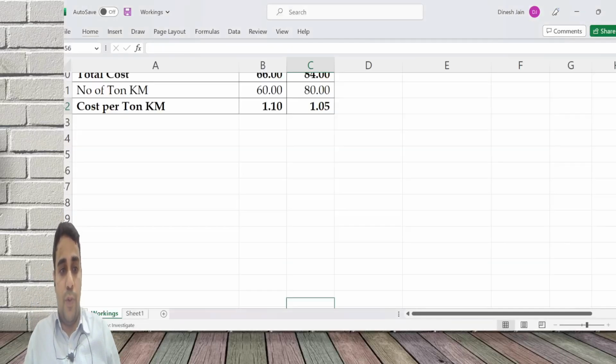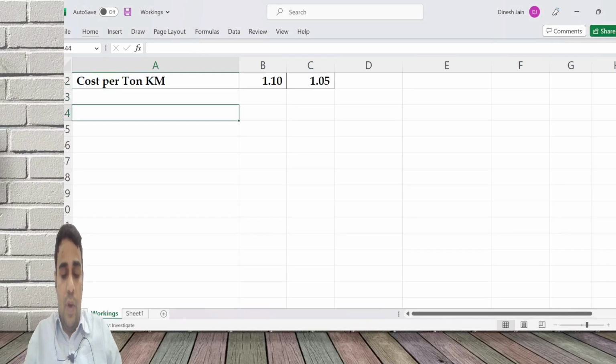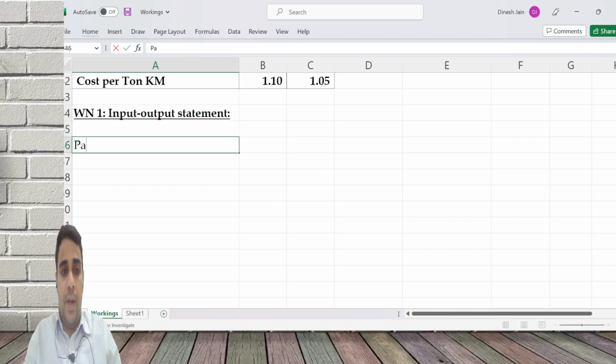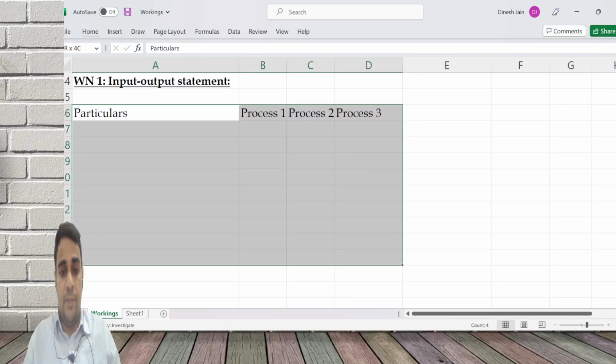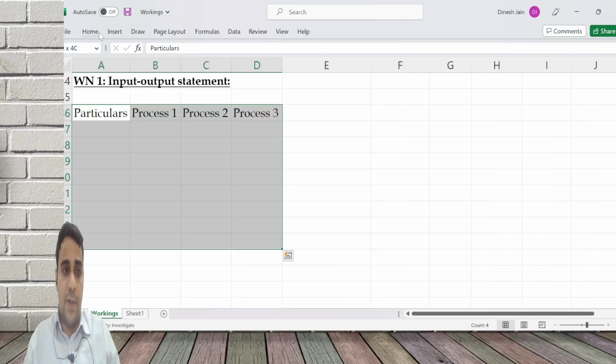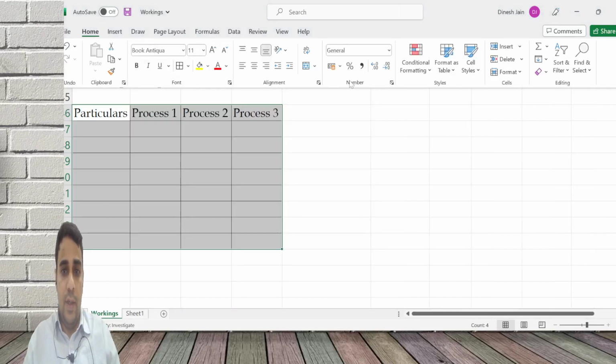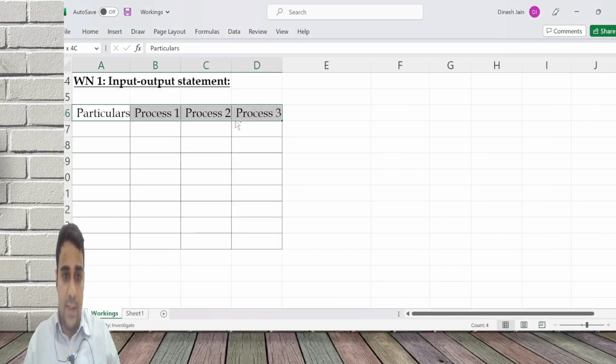Let's do the input output statement first. Working note 1. Input output statement. Particulars: process 1, process 2, process 3. I'll do only process 1 first. I'll come to process 2 and 3 later on because it is better to do it with the process account. It'll be easier to understand.